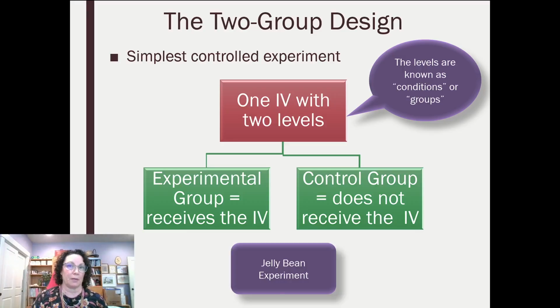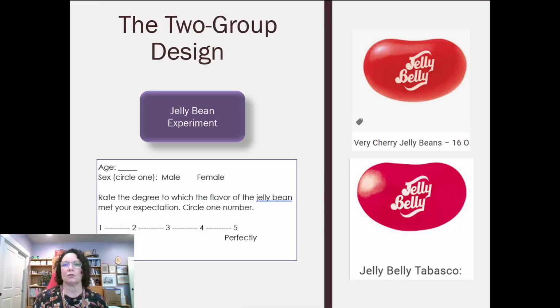So I do a jelly bean experiment in my live classes, and I ordered two bags of jelly beans from Jelly Belly because I thought they looked pretty similar to each other. You know how Jelly Bellies can be, they have lots of markings on them a lot of the time. So this very cherry jelly bean looks very similar to the Jelly Belly Tabasco.